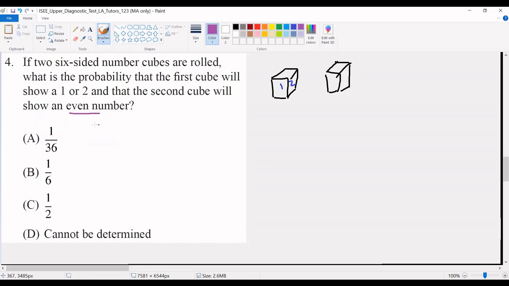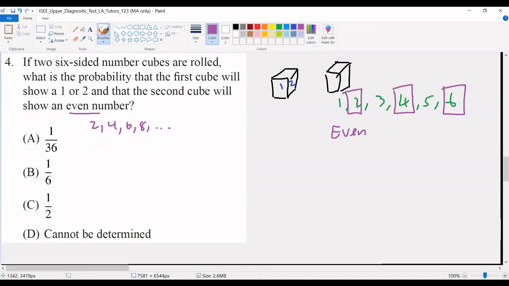So remind yourself, even numbers are 2, 4, 6, 8, etc. However, on a number cube with 6 sides, we only go from 1 to 6. So on each of these sides, we can have a total of 1, 2, 3, 4, 5, 6. And since we only want the even numbers, only 2, 4, and 6 will be included.